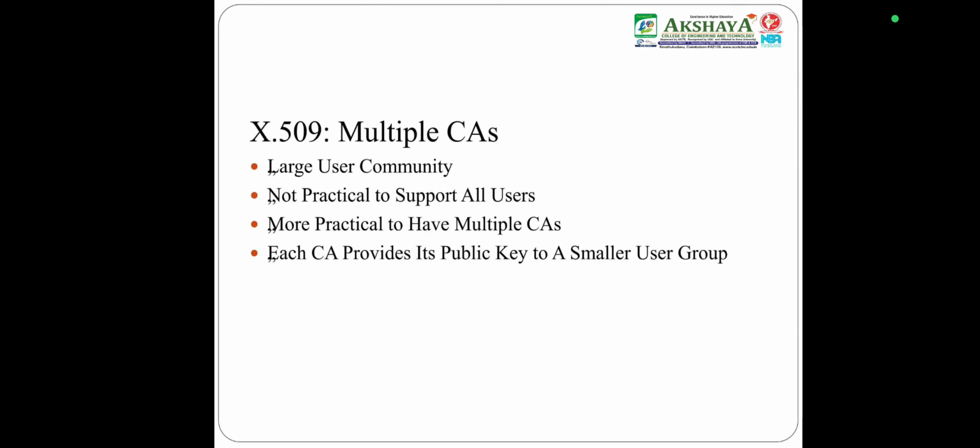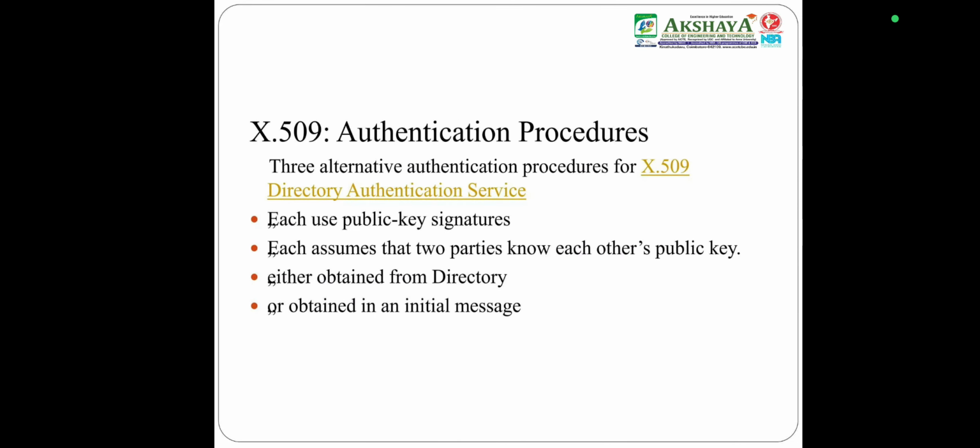X.509 with multiple CAs: with a larger user community, it is not practical to support all users with one CA, so it is more practical to have multiple CAs. Each CA provides its public key to a smaller user group. X.509 authentication procedures: there are three alternative authentication procedures for the X.509 directory authentication service. Each uses public key signature. Each assumes that the two parties know each other's public key, either obtained from the directory or obtained in the initial stages.